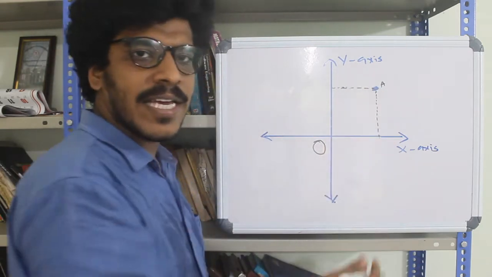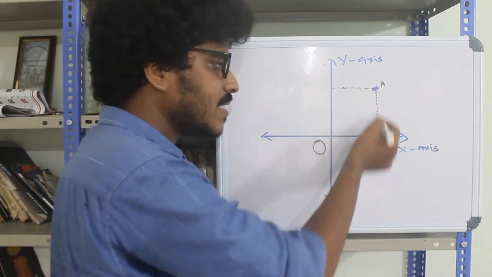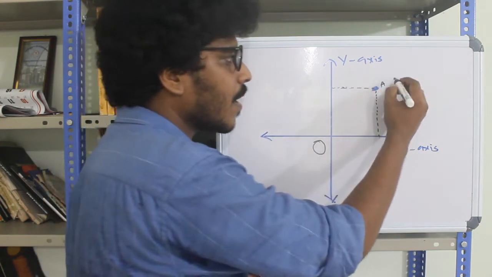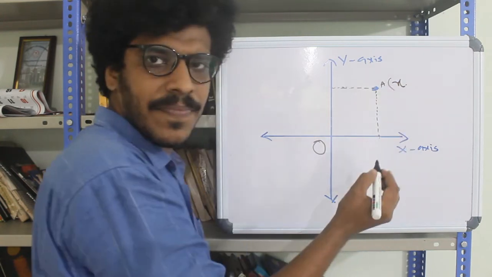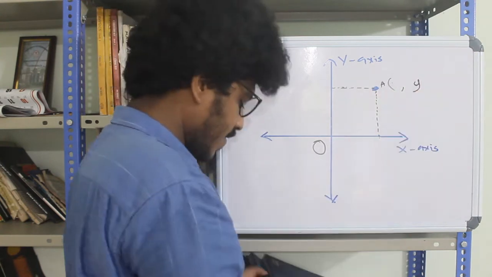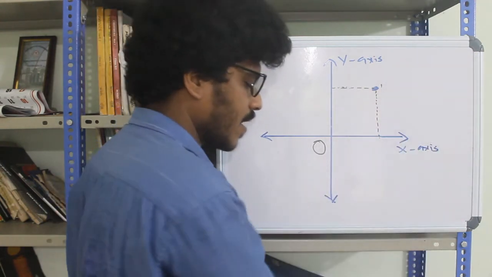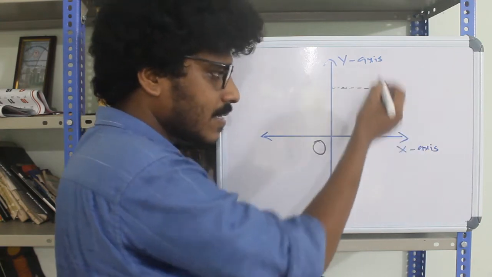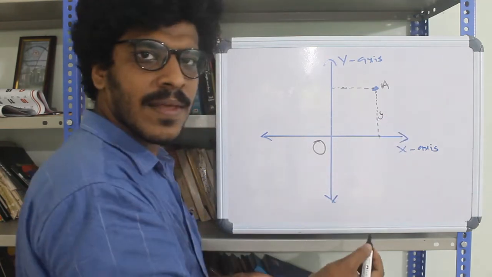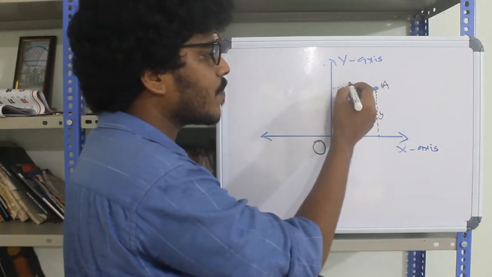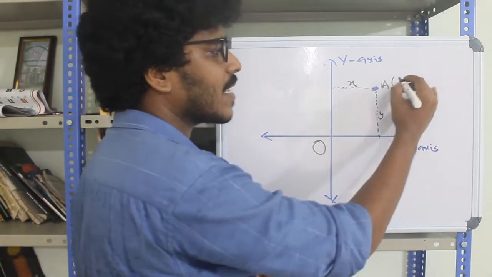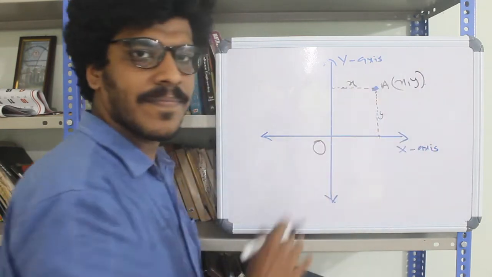These lines actually give us distances. This line gives the distance to the point A from the x-axis. I call that x. Sorry, I call that y. And this is a convention. So before moving on, let me start here itself. Suppose the distance from the x-axis to the point is y, and the distance from the y-axis to the point is x. Then the point A may be denoted as (x, y).